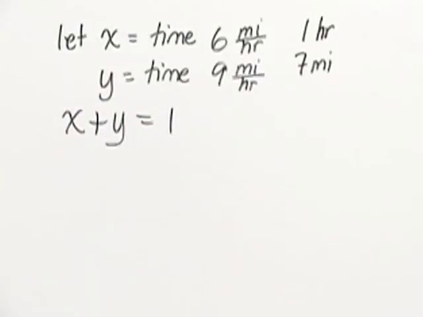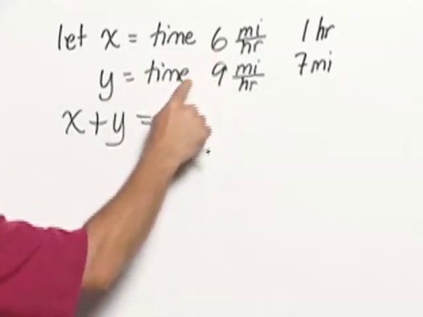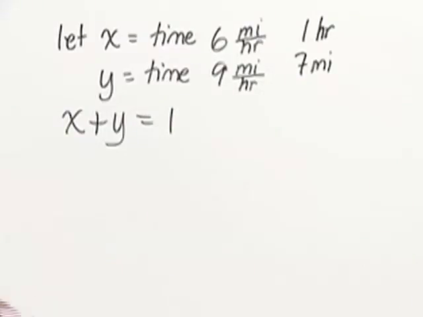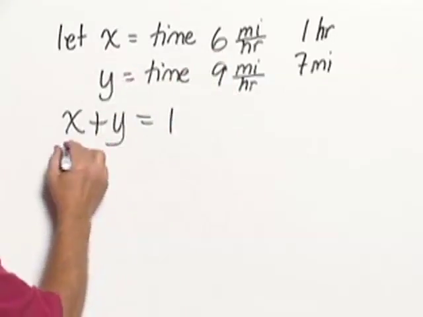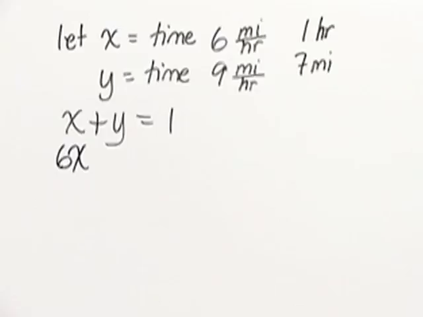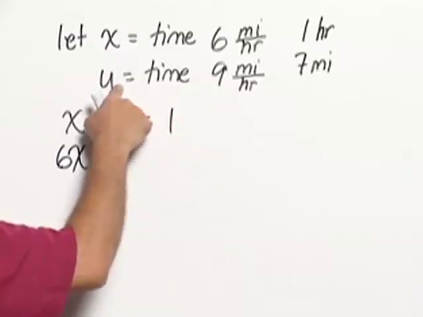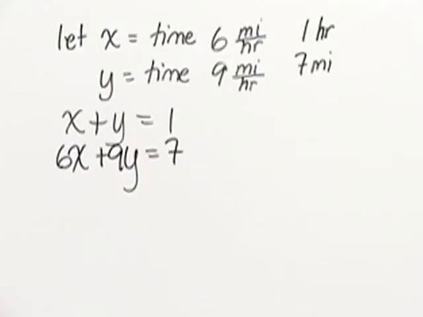And then what we also know is that the distance the jogger covers in this time plus the distance the jogger covers in this time has to add up to 7. In other words, using distance equals rate times time, we would say rate of 6 times x is the distance that jogger would cover in this part. And then at the rate of 9 times the time of y, so 9y, and that total distance has to be 7. So to solve this, we have a choice of either substitution or elimination.